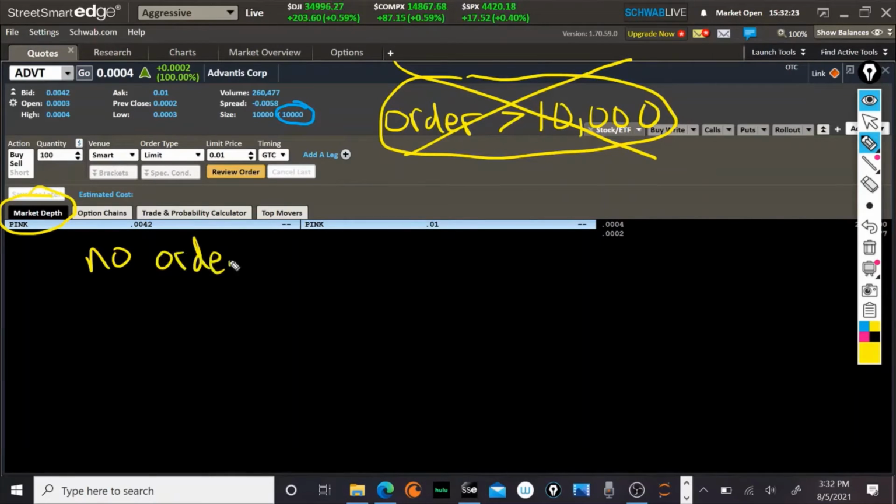And so if we look down at the market depth, which is underneath, and you have to kind of pay for this. I was a stockbroker, I don't have to. There's no orders above or below the inside bid and ask there.